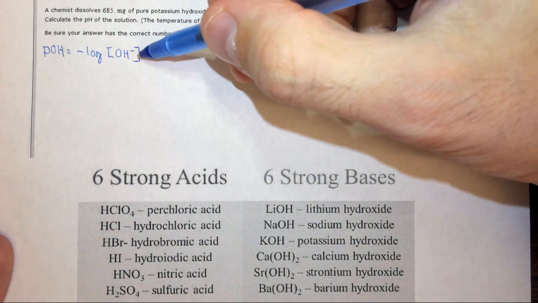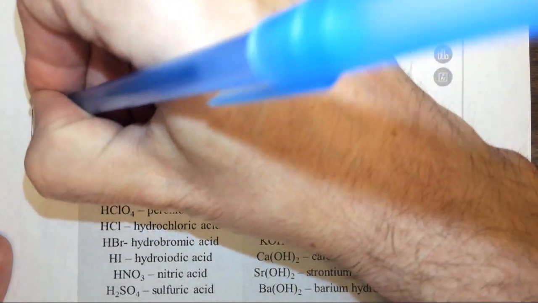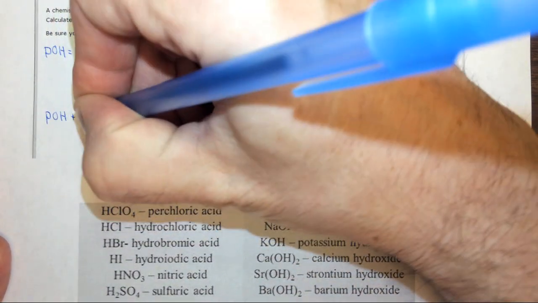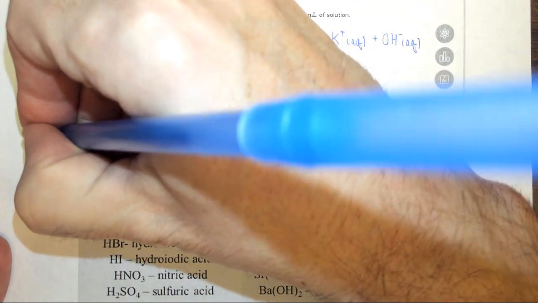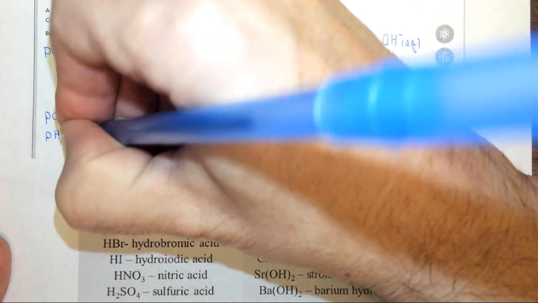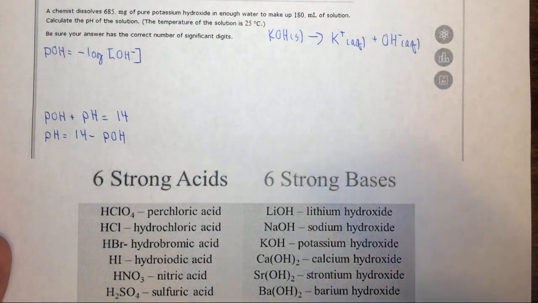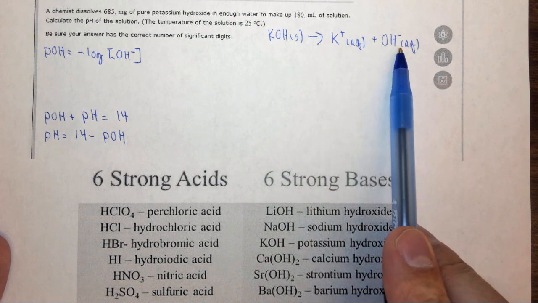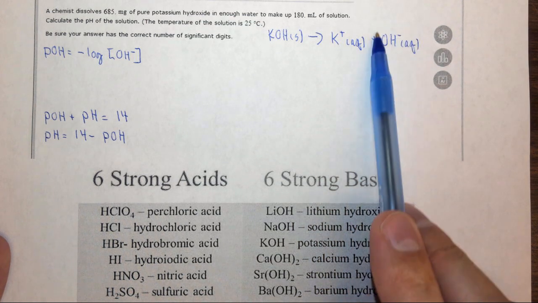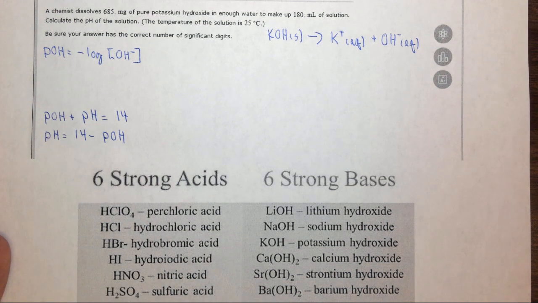So if we can find the pOH, we can then find the pH because pOH plus pH equals 14. Said another way, pH equals 14 minus the pOH. So we have several jobs. Again, KOH is a strong base. It dissociates into K+ and OH-. If we can find the concentration of OH-, we can find the pOH, and if we find the pOH, we can find the pH.